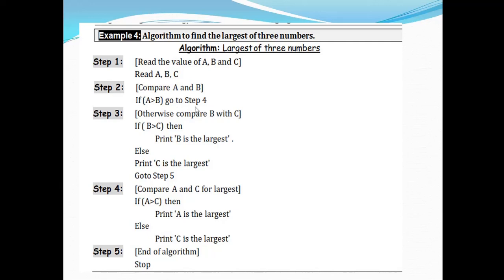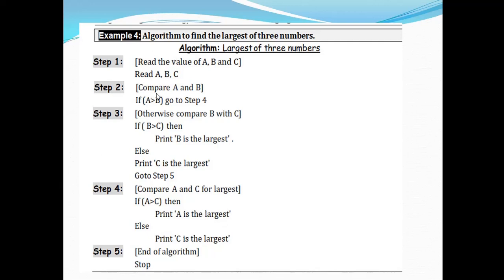So what is happening here? If A is greater than B, go to step 4. What is step 4 going to say? Compare A and C for largest. See here, if A is greater than C, then ultimately A is the largest. If A is greater than B and A is greater than C, finally, we can conclude that A is the largest number.